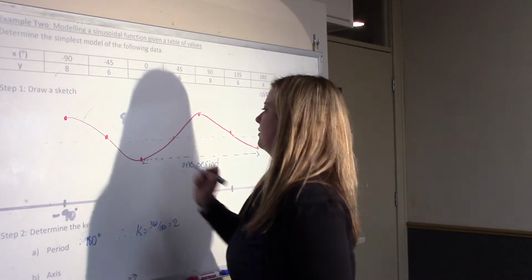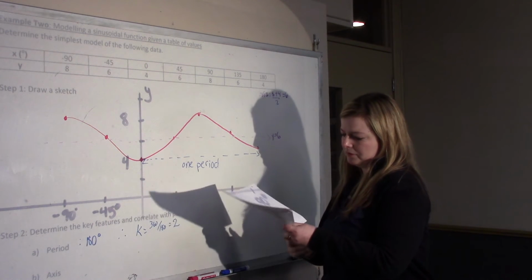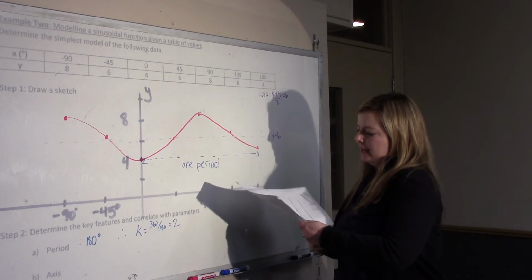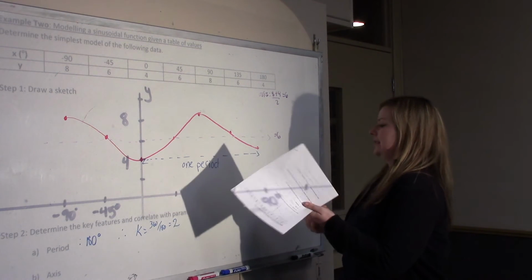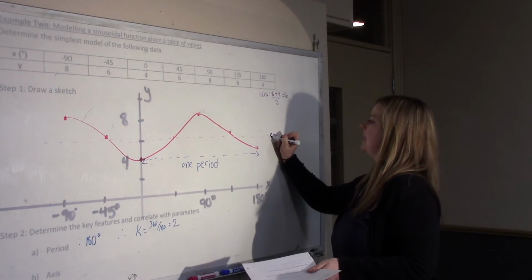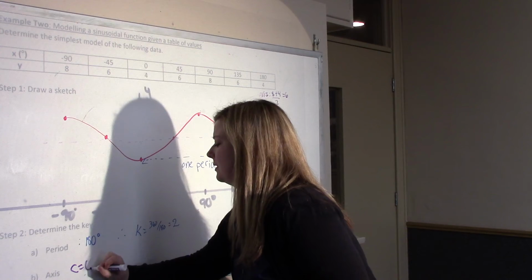So you really should be going through those points. Hope yours is a bit better because you probably have a ruler. So that's our axis. So actually that's the C value here. So our C value is equal to 6. The axis is just equal to the C value. So the axis, C equals 6.